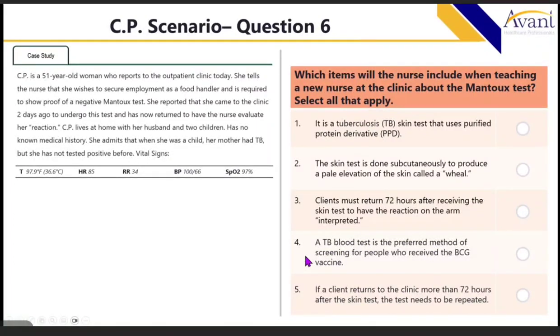Number 4, a TB blood test is the preferred method of screening people who have received the BCG vaccine. I forget what that stands for. It's not blood, it's something else, somebody's name. The BCG vaccine, which is the vaccine against TB. Number 5, if a client returns to the clinic more than 72 hours after the skin test, the test needs to be repeated. Okay, so which of these is our correct answers?